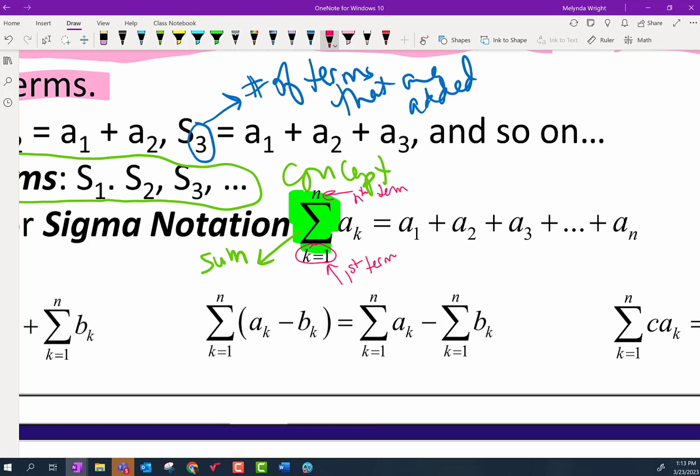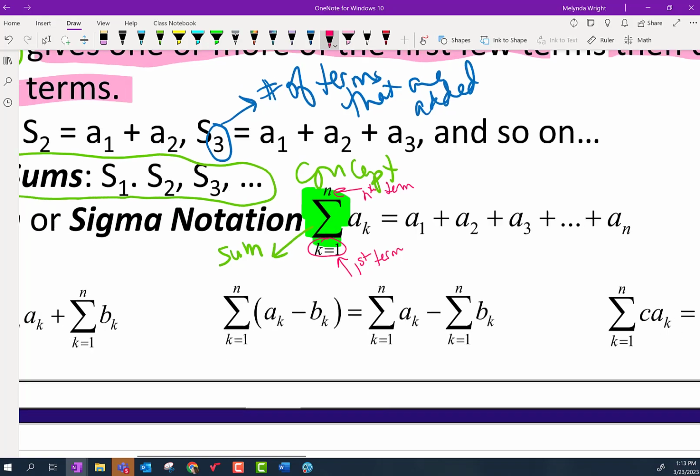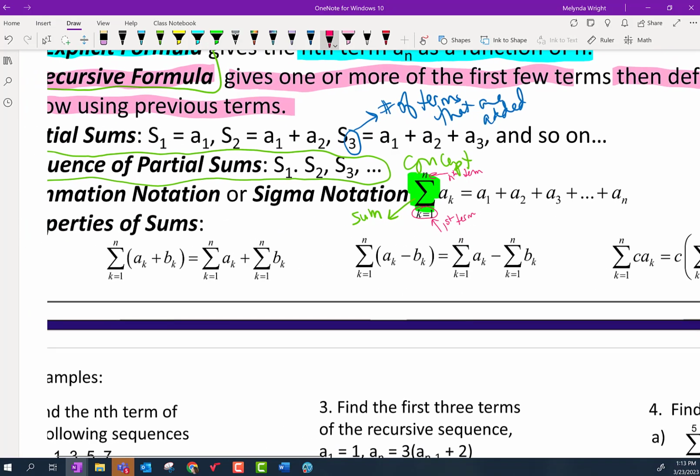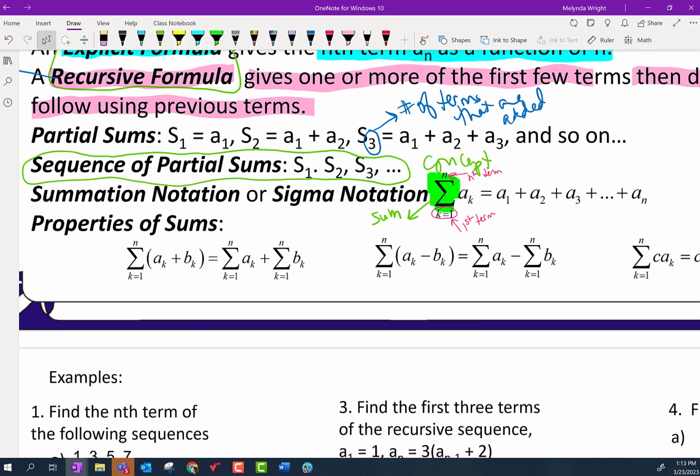The lower one, the one on the bottom, is the first one of the terms that you would add up, and the one on the top is the last one. And then you would just know that you'd have to do all the ones in between. Okay, all the ones in between. So that's called sigma notation or summation notation.